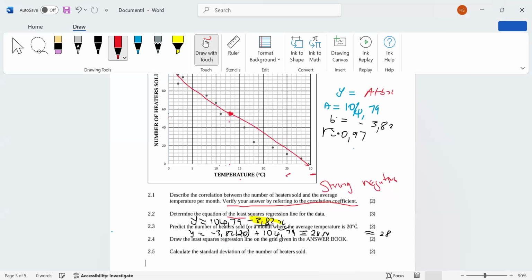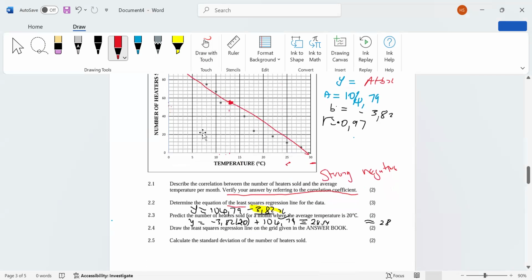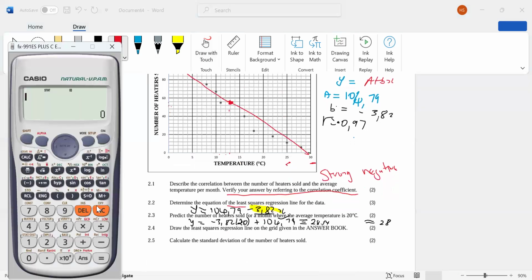Calculate the standard deviation of the number of heaters sold. Which one is it? We're looking for the Y standard deviation. This one, six.